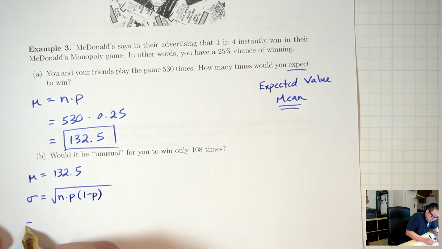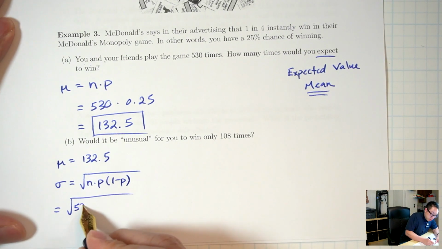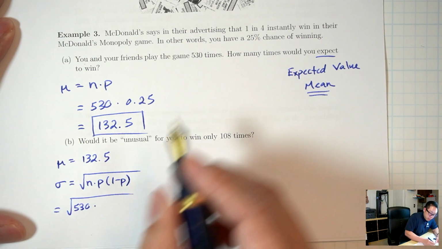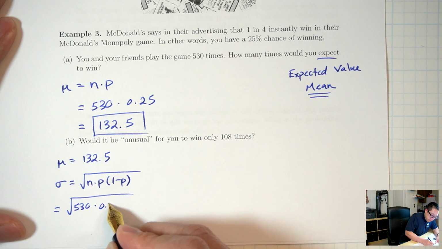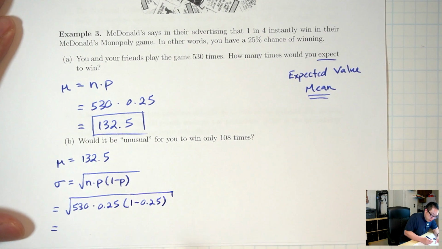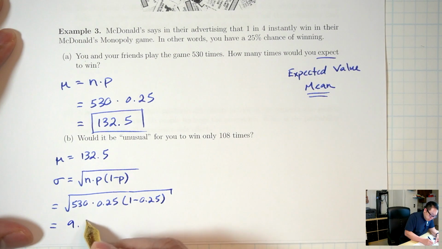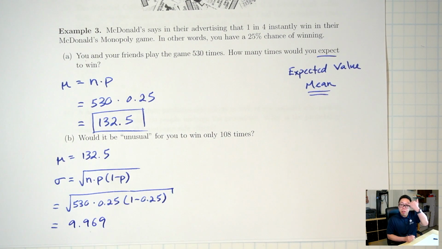Okay, so in this case, N, number of trials, is 530, the number of times you play the game. P, probability of success, 0.25. And then 1 minus 0.25. And if you're using the decimal scientific calculator, just type it in exactly like this: square root, inside the square root 530 times 0.25, parentheses, 1 minus 0.25, close parentheses, equals 9.969. Okay, and that's rounded to 3 decimal places.